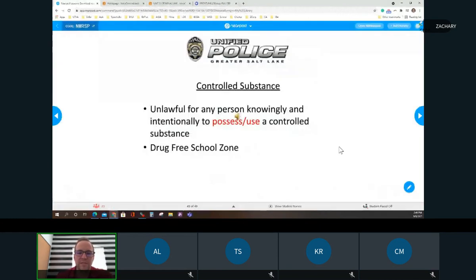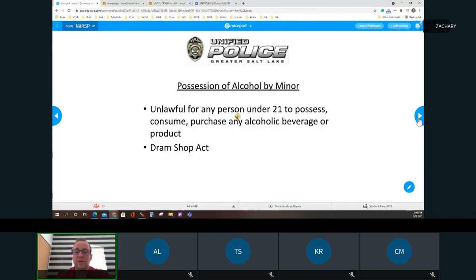Next one, controlled substance. We've kind of talked about this too. They're drug-free school zones. That's why it's so important to not have drugs in there. You're going to get a lot more offenses if you're in school with drugs. Then possession of alcohol by a minor. If you're under 21, that's why they have all those laws in place. You cannot consume or purchase alcohol, or purchase beverages for someone that's under 21.